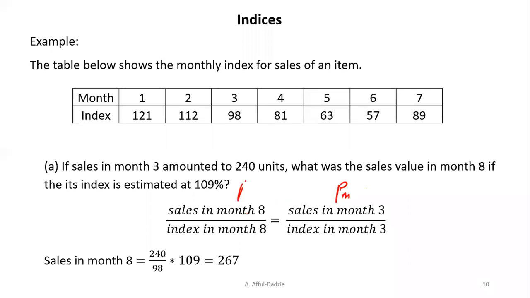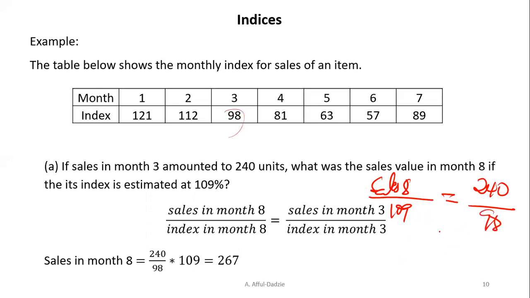So this is like PM, this is PN, and this is like IPM, and this is IPN. So we can make this comparison. We don't know the sales in month 8, so let's just call it sales in month 8, over the estimated index in month 8, is equal to the sales in month 3, which we were told is 240, over the index in month 3, which is here, 98. So we can easily compute.